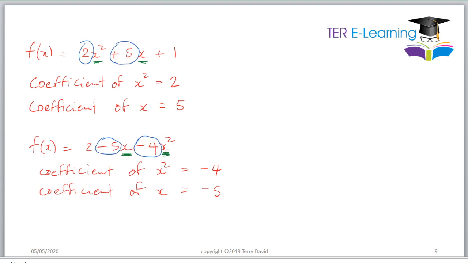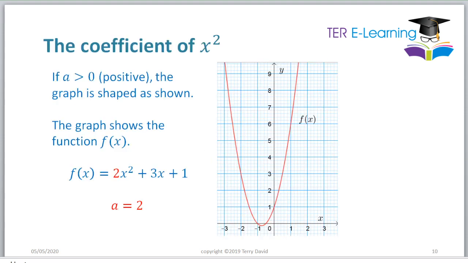Now, the coefficient of x squared tells me how the graph is going to look, right? So here's what you need to know. It's the first thing you need to know. If a is greater than 0, meaning that it's positive, the graph is going to be shaped like this. See how this graph is on the right hand side here? If a is positive, the graph is going to look like that.